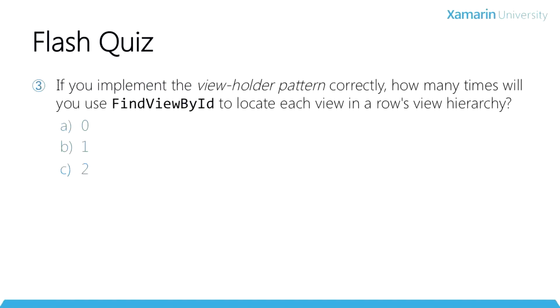Question 3. If you implement a view holder pattern correctly, how many times will you use find view by ID to locate each view in a row's view hierarchy? Is it A, 0, B, 1, or C, 2? The correct answer is, of course, B, 1. If you implement the view holder pattern correctly, you should only have to use find view by ID once to locate each of your views.